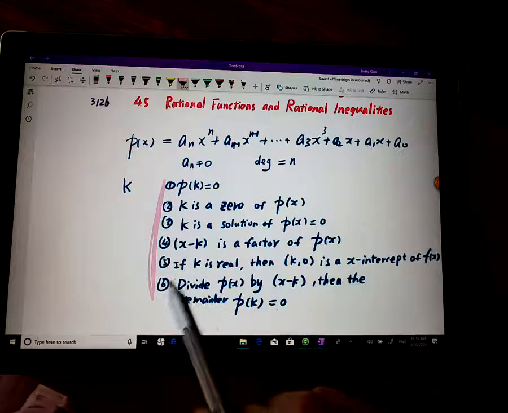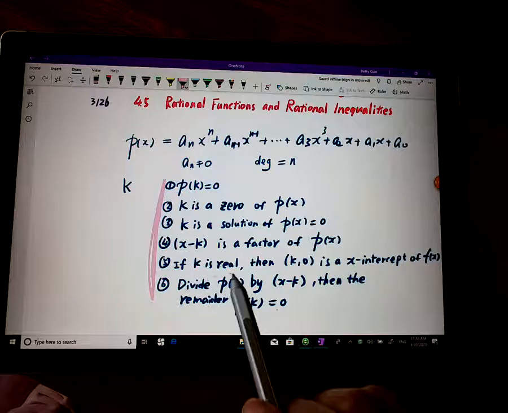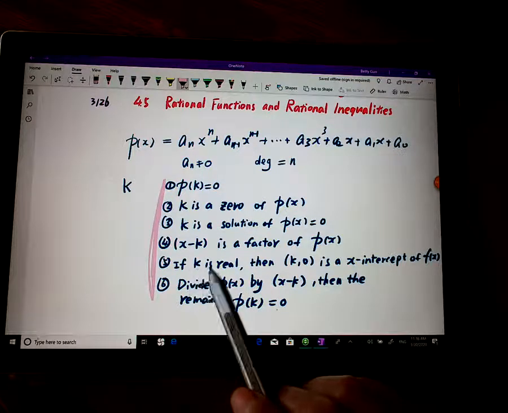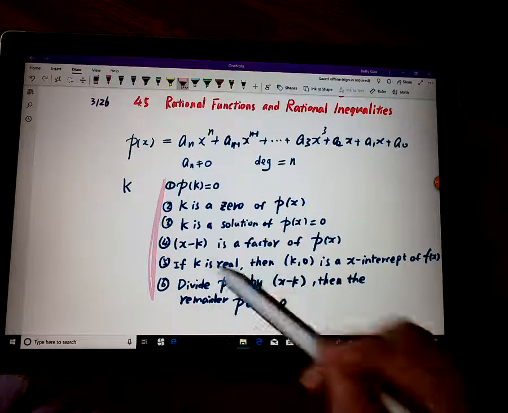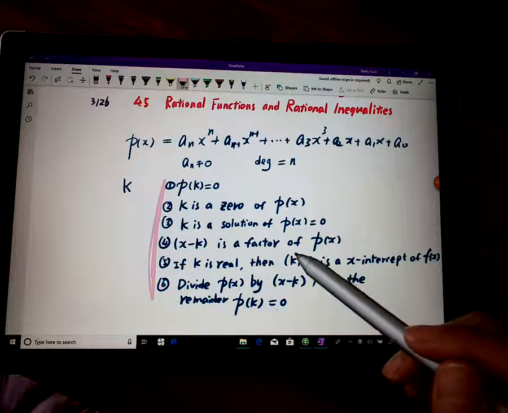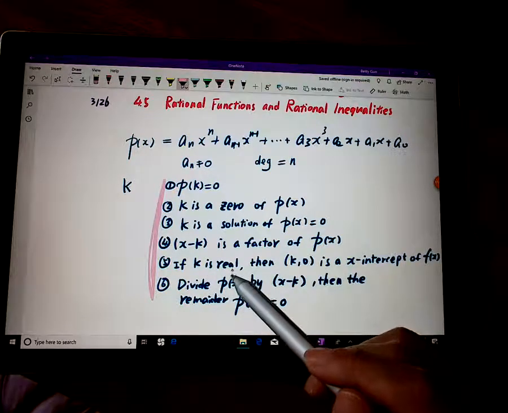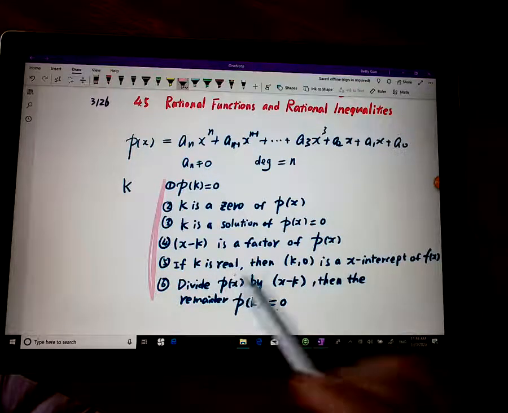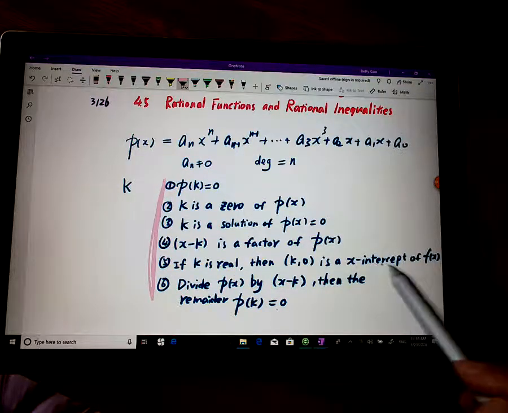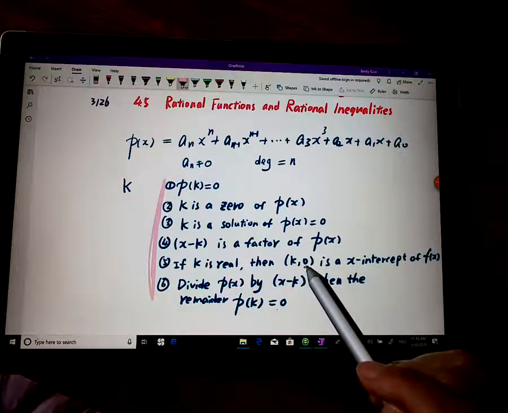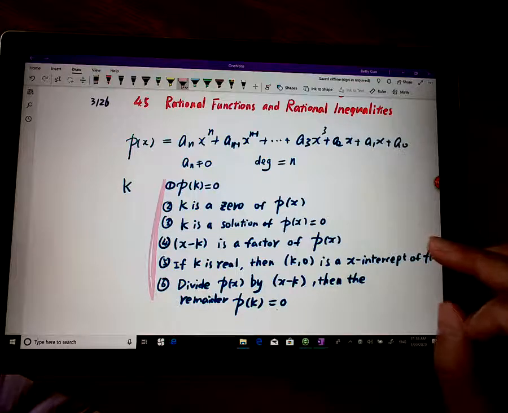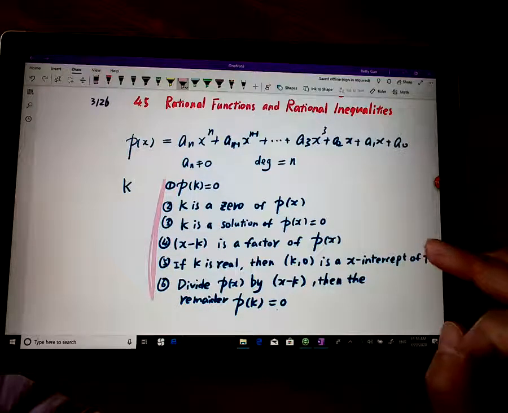Only in number 5, we require k is a real number. Okay, we require in number 5 k is a real number. In other statements, k doesn't have to be real number. If k is not a real number, is a non-real complex, then the polynomial function does not have an x-intercept at k, 0. So those are very important concepts from previous sections of this chapter.